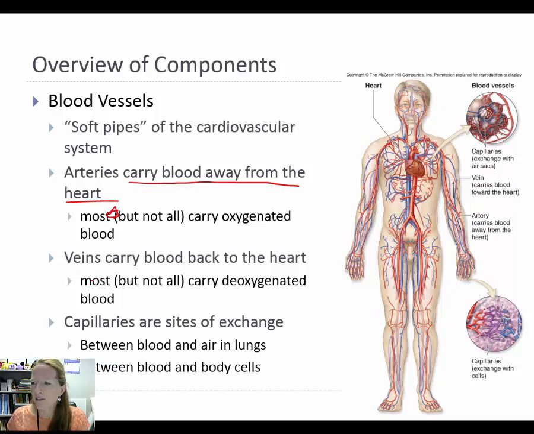And then, of course, you have the tiny little things in between the veins and the arteries, and those are going to be the capillaries. And this is going to be where carbon dioxide and oxygen are going to be exchanged. And also an exchange between the blood and air in the lungs as well. So you have a couple of places where you have sites of exchange, where you're exchanging gases and other substances as well. And this is something that we'll take a look at again in the next chapter. So that's just an overview of your blood vessels.